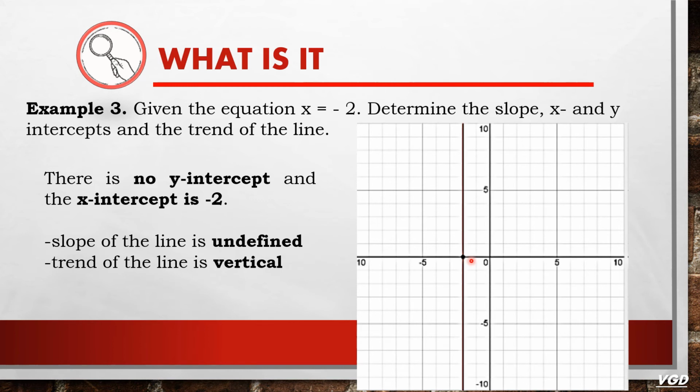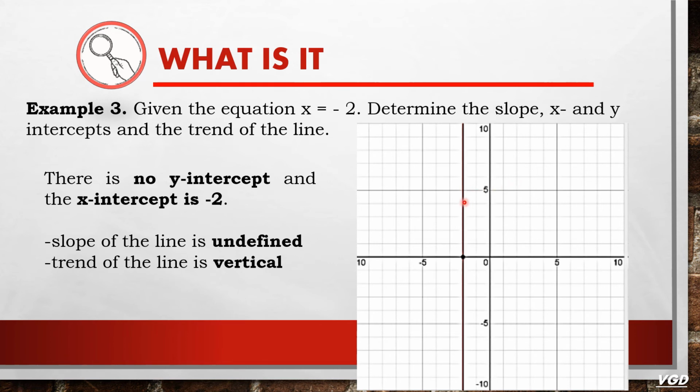Our x-intercept is negative 2, because it passes through this point, negative 2, 0. And take note, since its movement is always up and down, therefore the rise is 2 or any number, right? But we have no run.